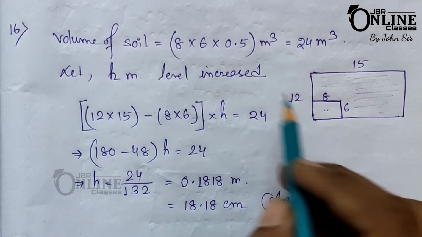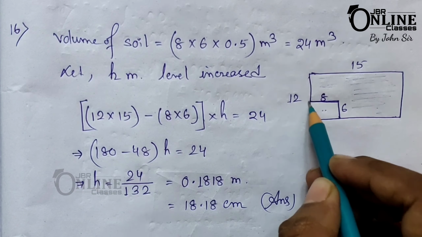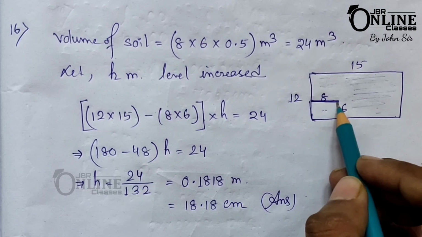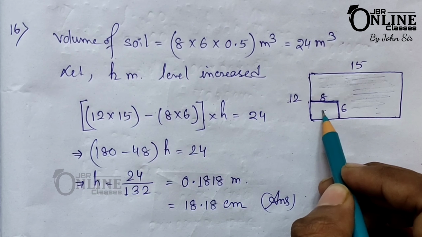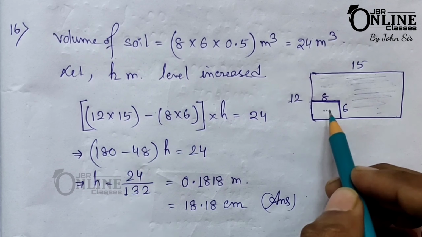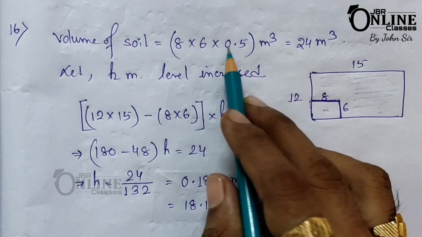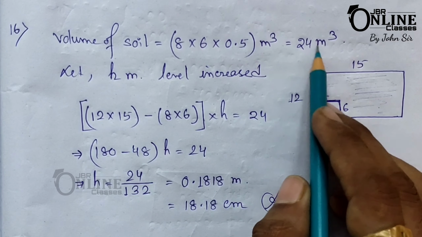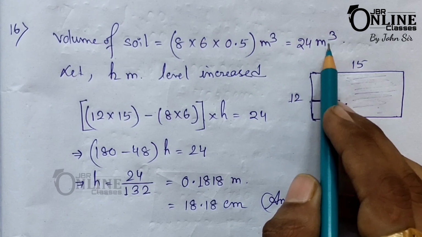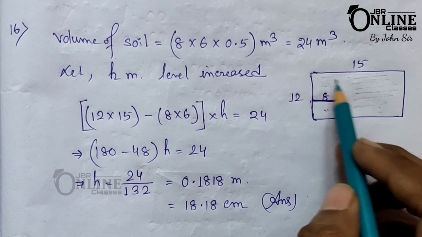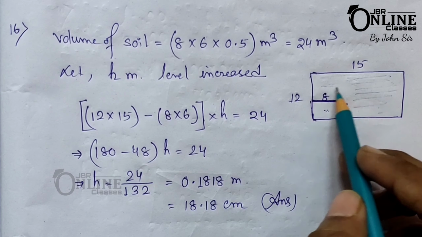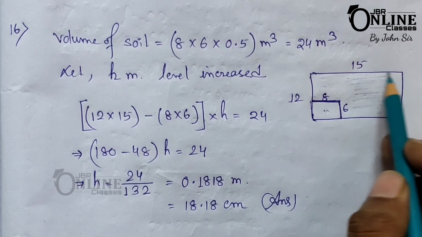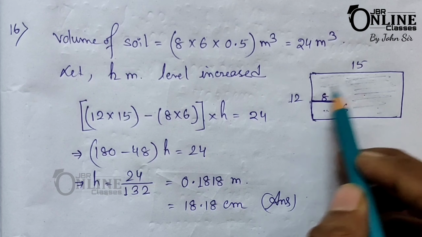So first, the volume of the soil from that pit. Here length equals 8, breadth equals 6, and the depth of that pit equals 50 centimeter, that means 0.5 meter. So the volume of the soil equals 24 meter cube. Now this volume we have to spread over the remaining portion of the field. So first you have to find out the area of the remaining portion.